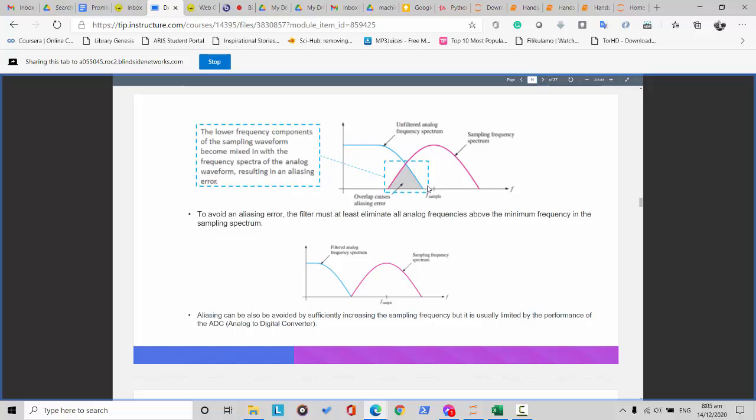Here, there is no filter being used. Aliasing can be avoided by sufficiently increasing the sampling frequency, but it's usually limited by the performance of the analog to digital converter. This overlapping causes error, right?